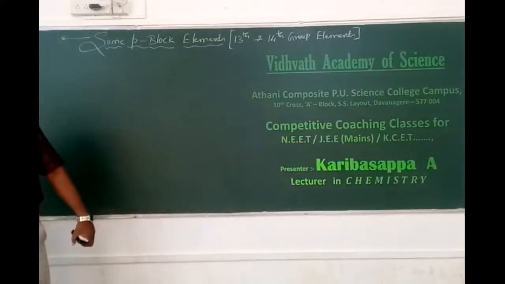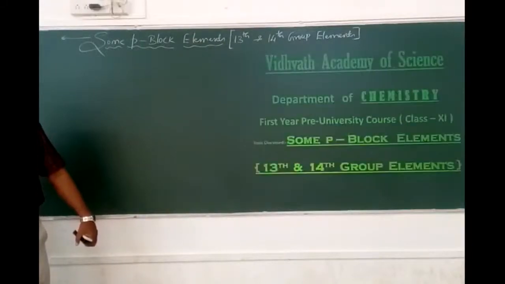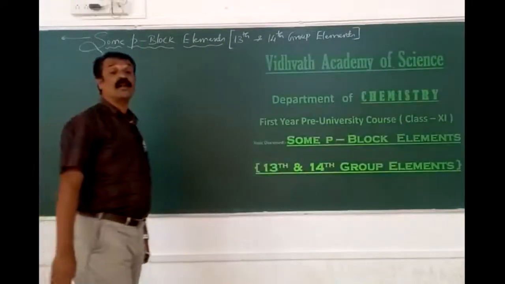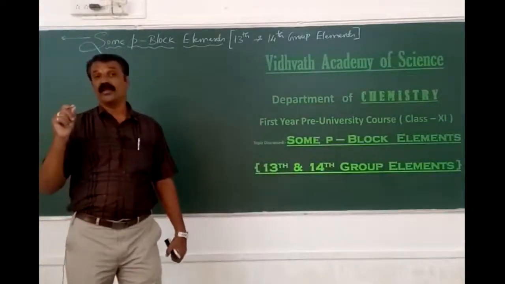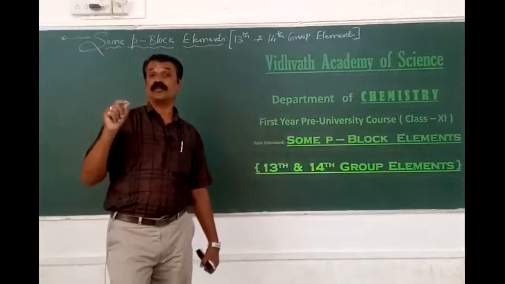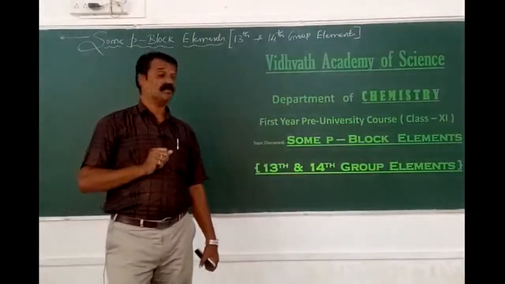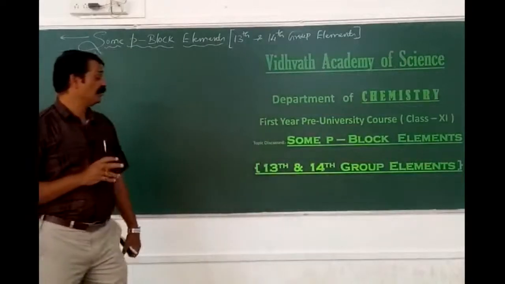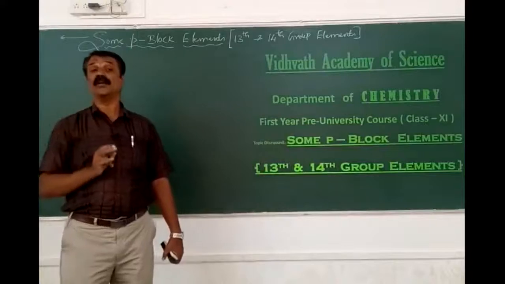Okay. So in the second PU we will move on to the other four groups, in the form of the nitrogen family, followed by the oxygen family, halogens and then the noble gases. But here we are concentrating only on the 13th and then the 14th group, that is called the boron family and then the carbon family.